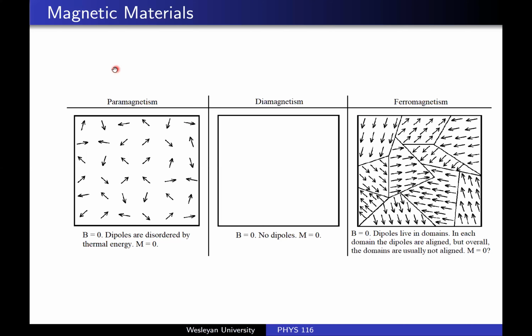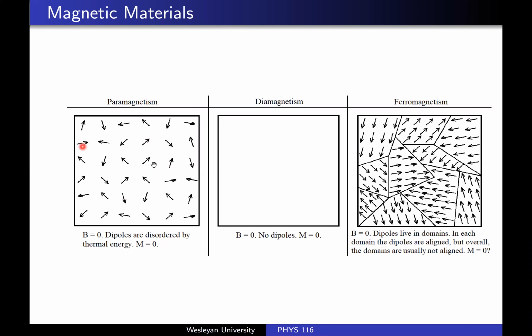In a paramagnetic material, if you look at the individual molecules or atoms, they are tiny magnetic dipoles. This is usually caused by either the spin or the orbital motion of an electron. When there is no external B field, and we look at the dipoles inside a paramagnetic material, what we see is that they are randomly ordered. They point in all kinds of different directions.